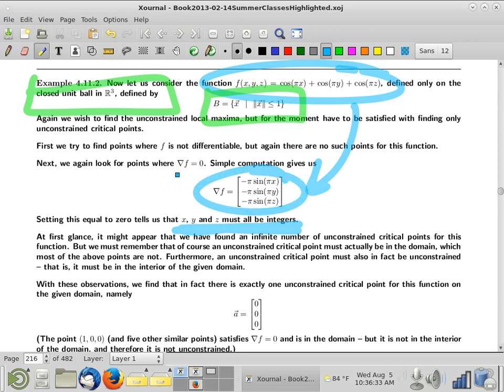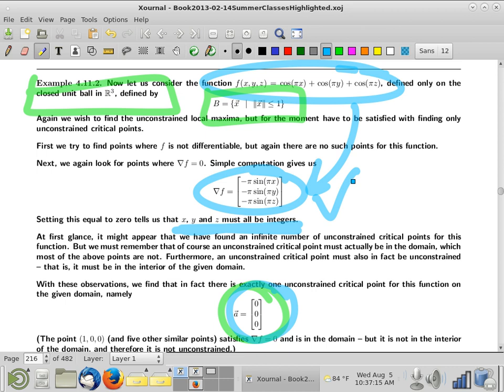Right? Let's circle that better. x, y, and z have to all be integers. But this is a criterion. This is the criteria that I use to find unconstrained critical points, which means we're only interested in these solutions that are in the interior of this set. Our domain is this closed unit ball. And so there's actually only the one point that's in the interior of the set that also satisfies that gradient equation. So that's our only unconstrained critical point.